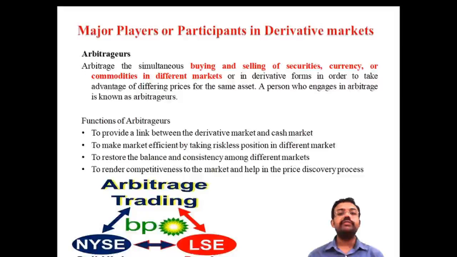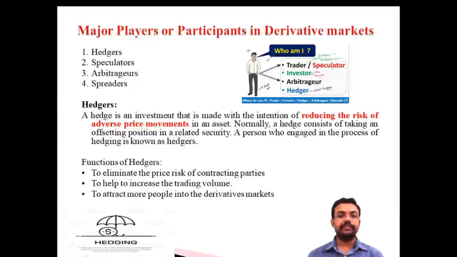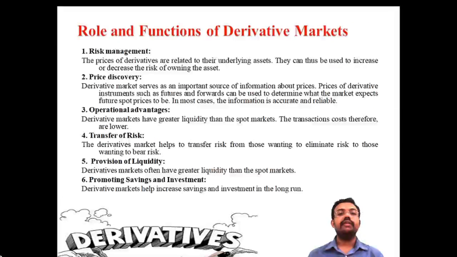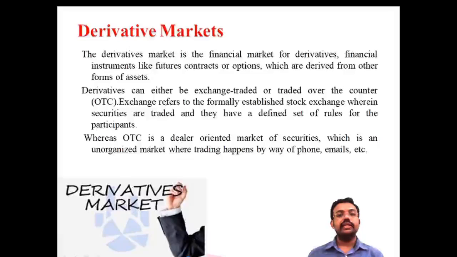Let me conclude what we first discussed. What is the derivative market? The derivative market is a financial market where derivative transactions take place. That means futures, options, swaps. These are the important categories of derivatives.